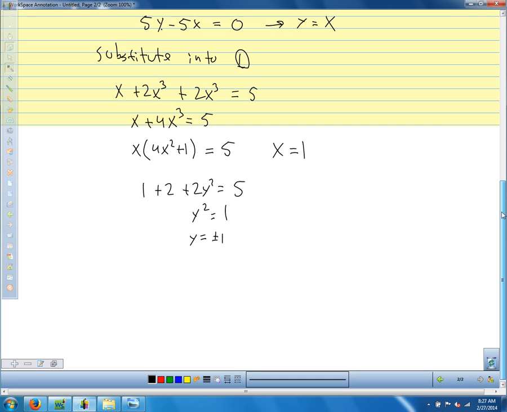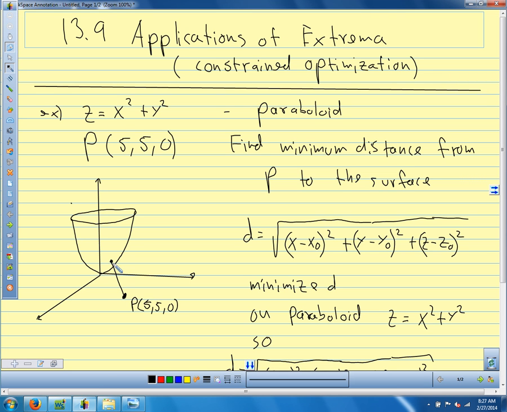And then let's go back and look at our graph. If x equals 1 here, is it going to make sense that y equals positive 1 or negative 1 to give us a minimum distance? It should be the same. So if y equals negative 1, we're over here on this side of the paraboloid. So our distance is over here. So it's going to make sense that x equals 1.